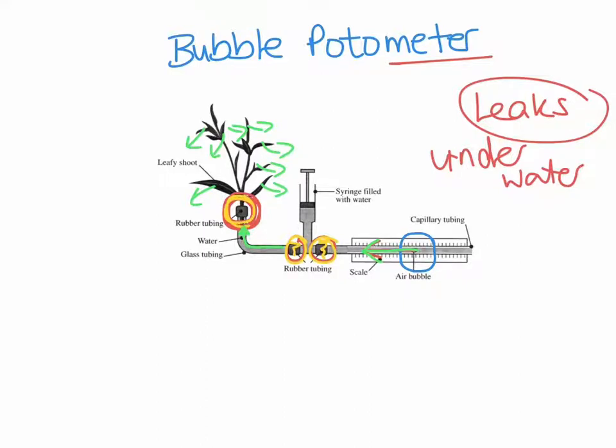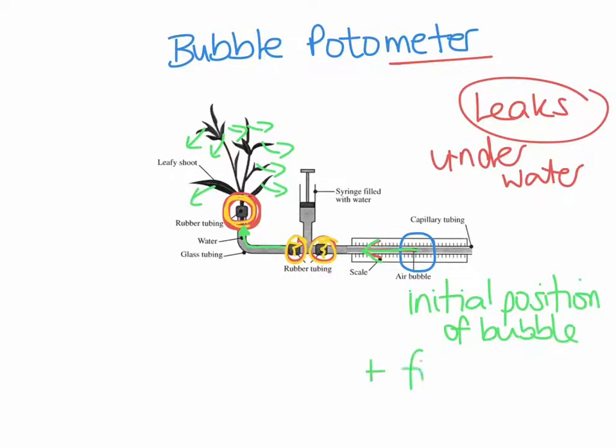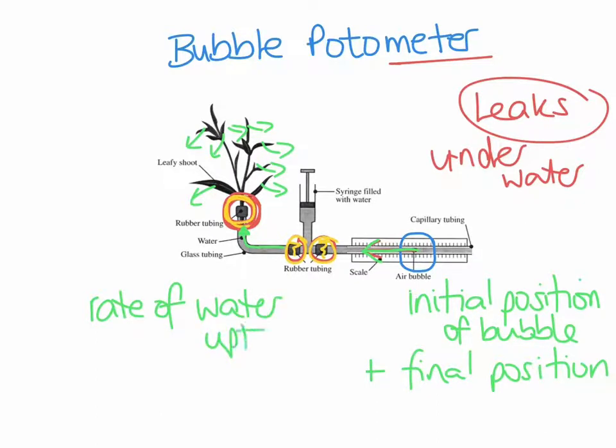So what we need to do is record the initial position of the bubble and the final position of the bubble, so that we can calculate the distance moved by the bubble in a particular period of time. Now, that gives us a measurement of the rate of water uptake. So that's actually what we will measure, the rate of water uptake.